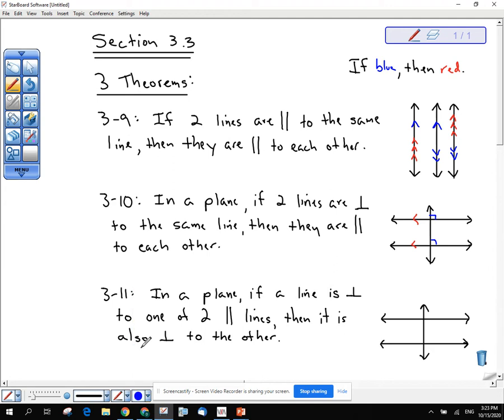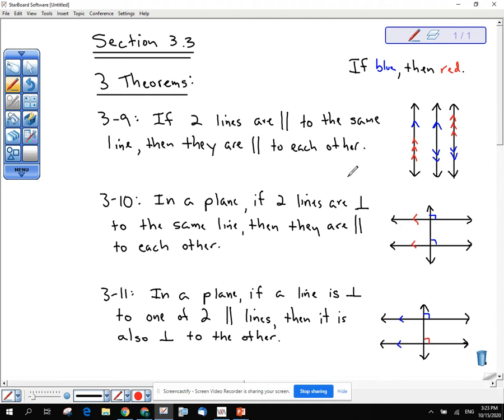If blue, in a plane, if a line is perpendicular to one of 2 parallel lines, then it's also perpendicular to the other. Okay, so we have 2 parallel lines, and one of them is perpendicular to another line. And then we're going to conclude, then it is also perpendicular to the other. So if blue, then red. Take a look at that picture. Again, the markings were the same. It was just that the colors are slightly different. But that's what they each say.